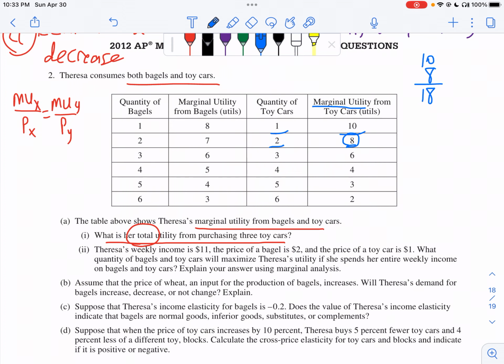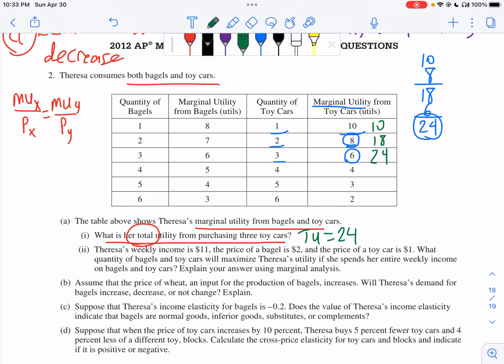Now, if she does three cars, she gets an extra 6. So that would be 24. So because she does one car, she's 10. Because she does two cars, that's 18. And because she does three cars, that's 24. So her total utility from purchasing three cars is 24. And that's all you have to put.